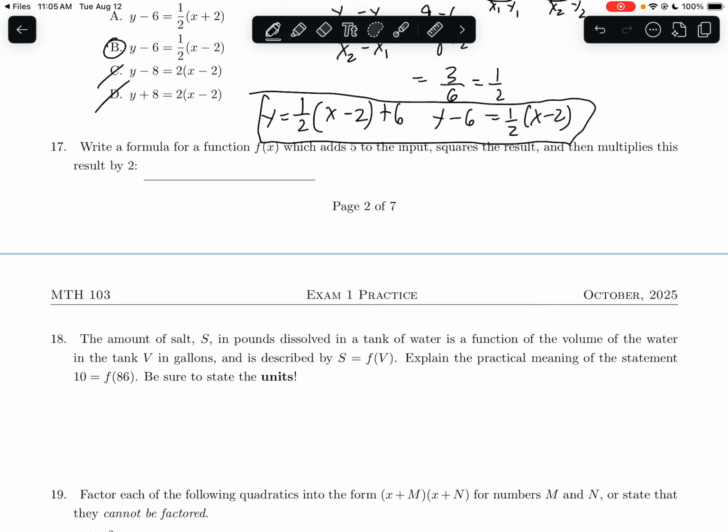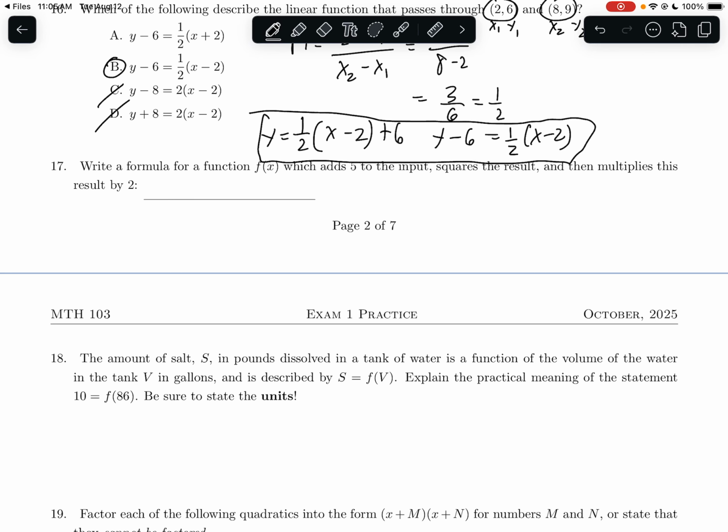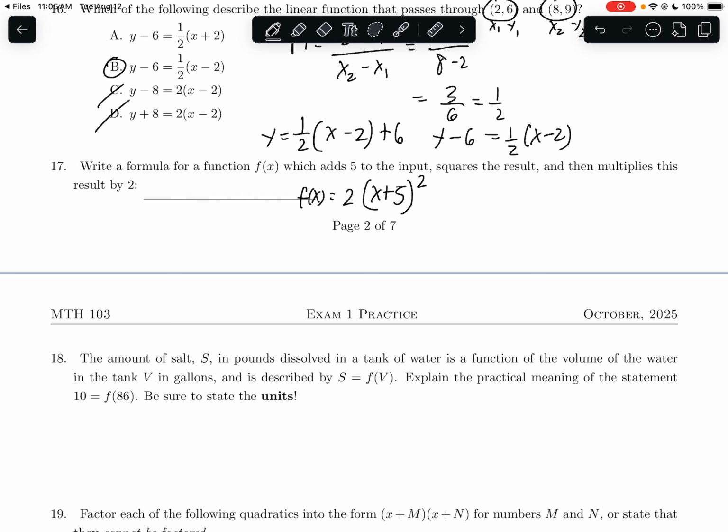Write a formula for this function. So what are we doing? Let's cover it up. So you add 5 to the input. Okay, so we start with x plus 5. The next step is that you square the whole thing. So we can write it like this. And then you multiply that by 2. So you have a 2 out front, and this would be the formula for the function. Make sure that you do this in the right order. For example, you can't square it and then add 5, you'll do something different. So the order that this is written in the sentence is the order that you should be doing these operations.